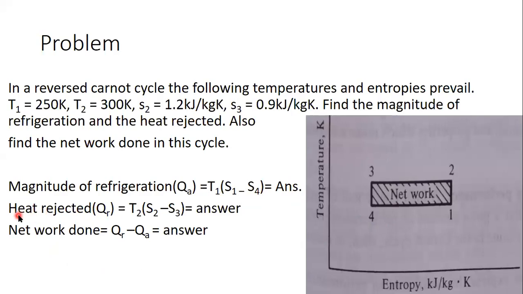Then heat rejected. The next thing we have to find out is the heat getting rejected, QR. That is happening in the 2 to 3 process. So the expression for that heat getting rejected is T2 times, both T2 and T3 are the same, so we are taking that constant temperature as T2, T2 times S2 minus S3.